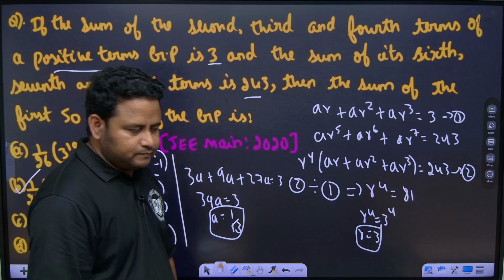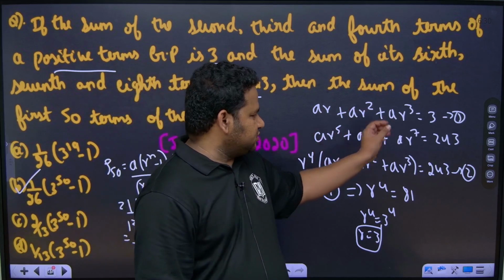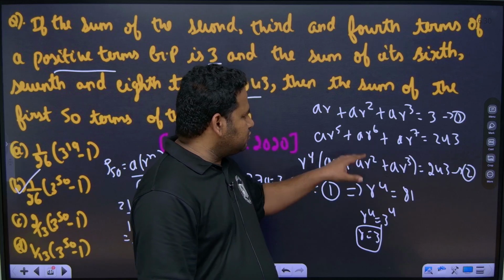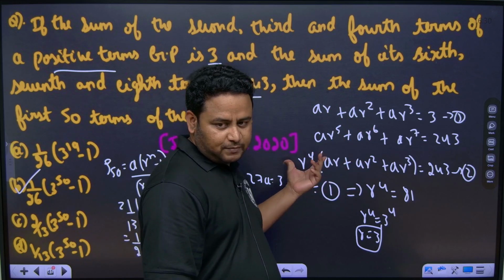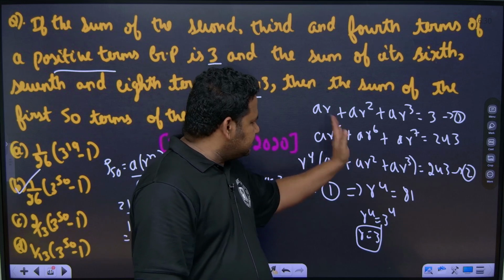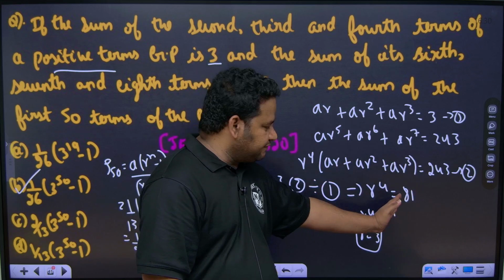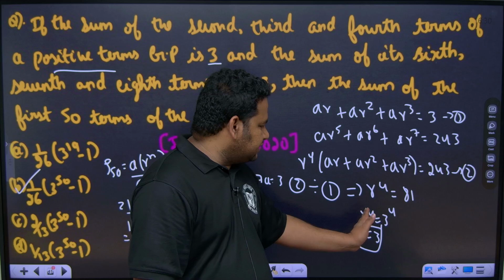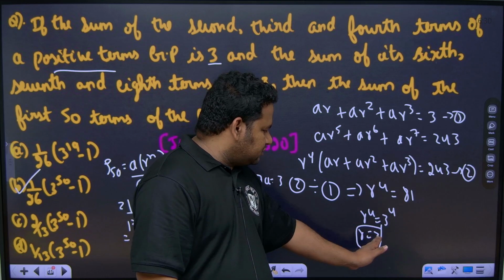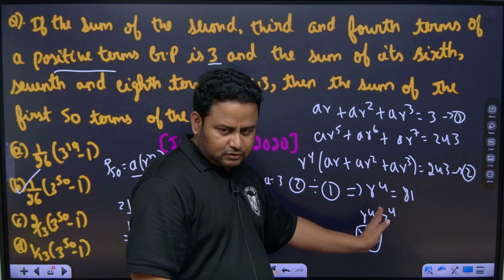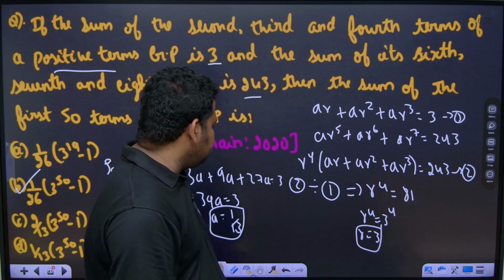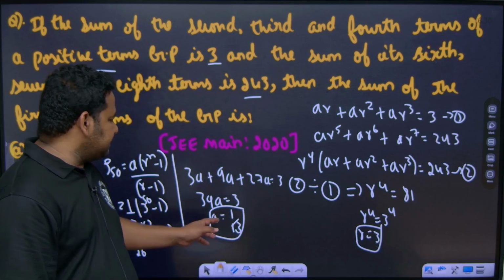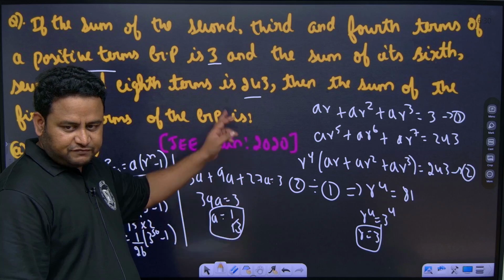Understood? So first I took equation 1. The second equation I wanted to bring to a form of the first equation, so I took r to the power of 4 common. Then this and this will cancel if I divide, and I will get 81. r to the power of 4 is equal to 81, which is 3 to the power of 4, so r will be equal to 3. Then I put r is equal to 3, got a is equal to 1 by 13, and put it in the first equation.